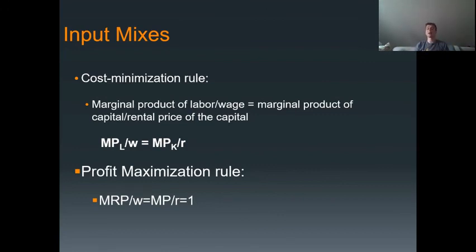If you're profit maximizing, this is really just MRP equals MFC, since MRP divided by the wage, which is the MFC, equals the marginal revenue product of capital divided by the rental rate of the capital, which is the marginal factor cost of the capital. If that equals 1, then you're profit maximized. That's just MRP equals MFC.